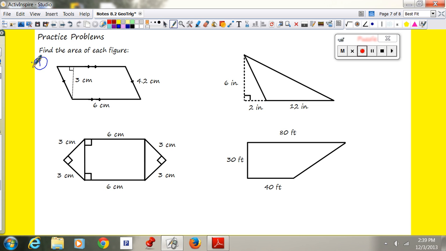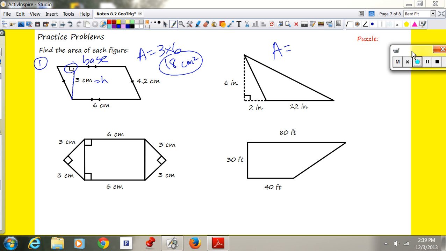Okay, number 1, I'm going to use the 3 and the 6 only. Here's my base, because there's my right angle, and there's my H. So 3 times 6, you're going to get 18 square centimeters. What 2 numbers do I need for this one? And be careful. 6 and 14? No, you need 14.